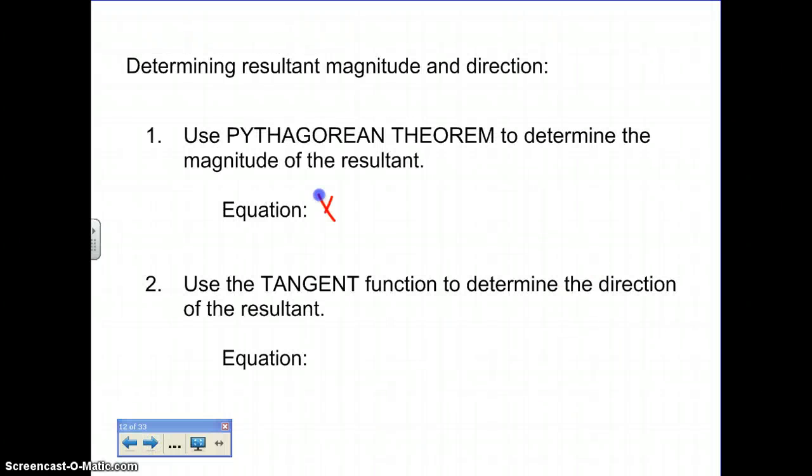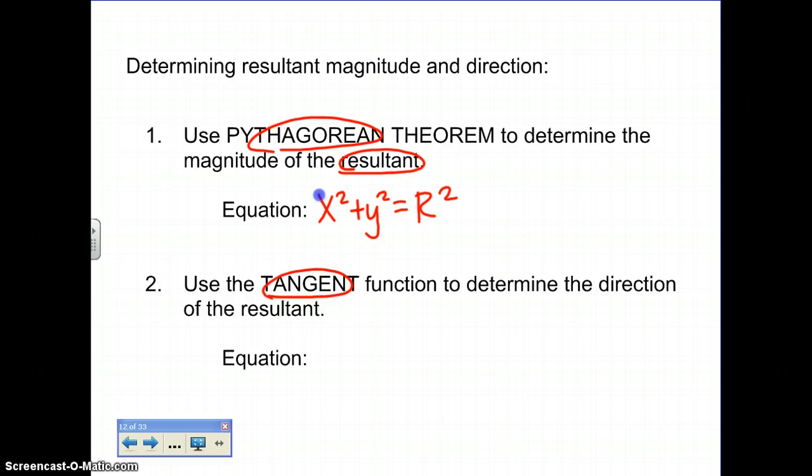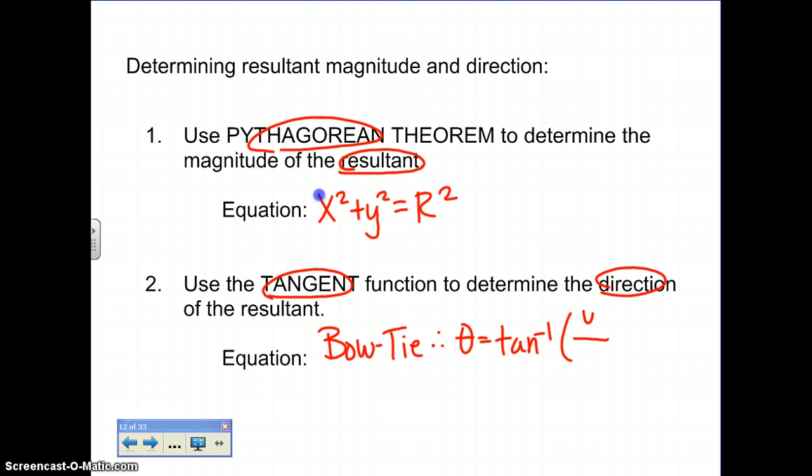So you're going to use your Pythagorean theorem, x squared plus y squared equals r squared, to figure out the resultant. Pythagorean for resultant. And then you're going to use tangent to figure out the direction. So it depends. If you have a bow tie triangle, then you're going to use theta equals the inverse tan of opposite over adjacent, which would be y over x, or if you have an hourglass, therefore, theta would equal the inverse tan of x over y.